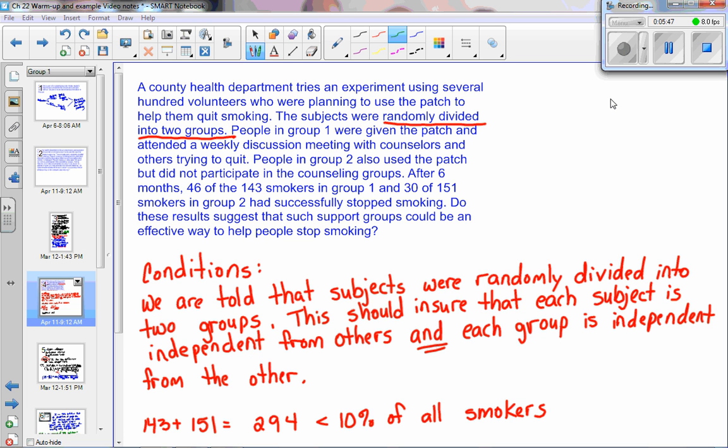Well, we are told that subjects were randomly divided into two groups. So this should ensure that each subject is independent from the others. And because they're randomly divided into two groups, each group should also be independent from the other. So our randomness and independence are satisfied. But again, make sure you notice the difference between my two statements about independence. Each subject is independent from the others in their group, but each group is independent from the other. So that's important.